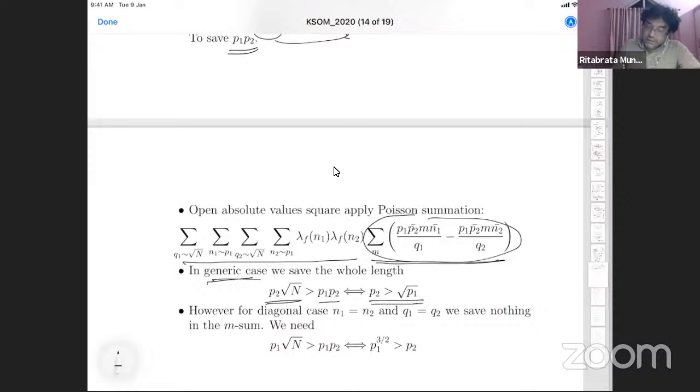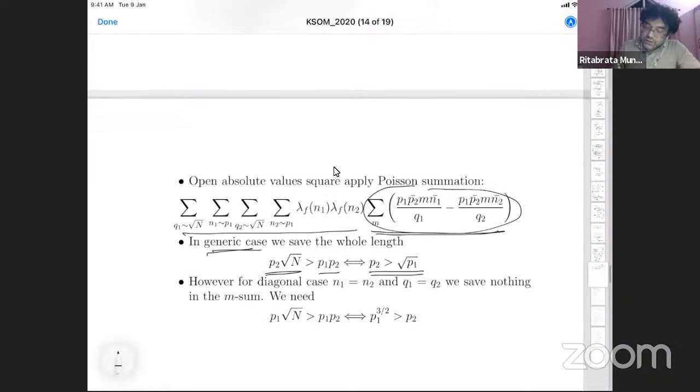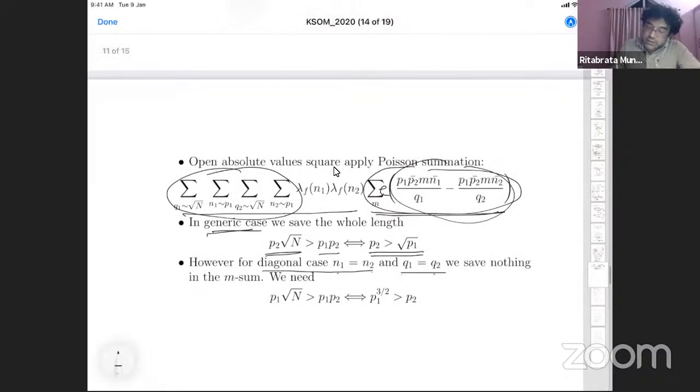Now, as I said, this is a generic case because there are cases where you cannot save this much. One such case is the diagonal. If n1 equals n2 and q1 equals q2, this is basically 0 over here and there is no oscillation, so you will not save anything. But if you take n1 equals n2, q1, q2, then you are saving in the number of points in the summation over here. That is precisely root n times p1. So that's how much you save in the diagonal. You also want that to be larger than p1, p2, and that gives you that p1 to the power 3 by 2 has to be larger than p2.